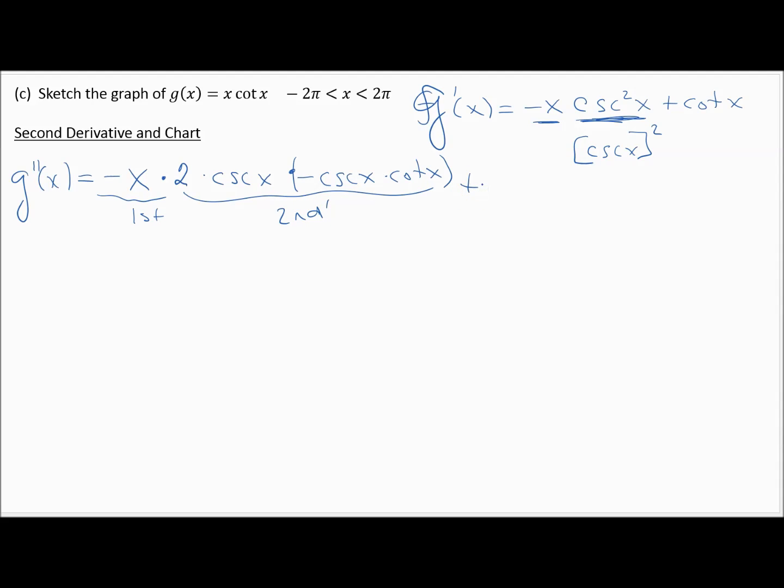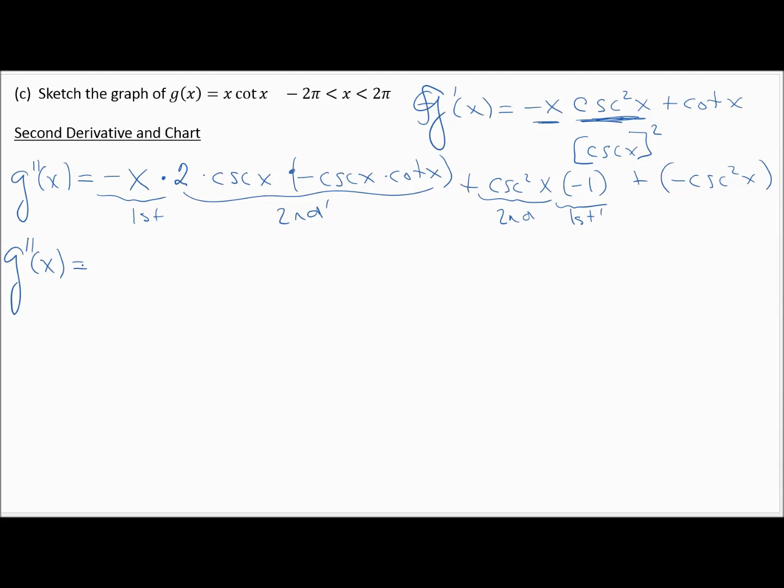Plus, now I'm doing the second, which is cosecant squared of x, times the derivative of the first, which is -1. All right, so again, this is the second times the derivative of the first. Then I have to move on to cotangent of x, and we know the derivative of cotangent of x is negative cosecant squared of x. Now, this is quite a mess. We can clean it up some. Okay, so g double prime of x, in other words, the second derivative.